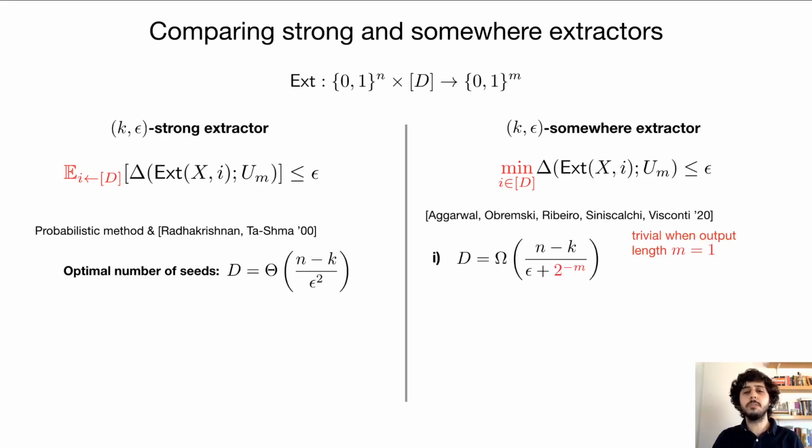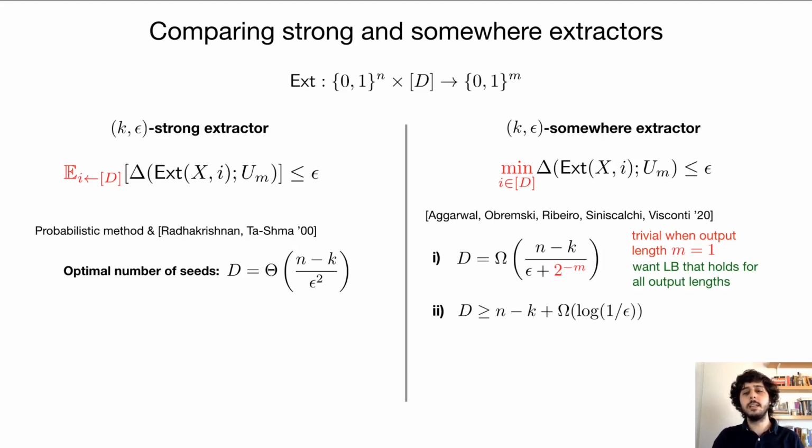We have some lower bounds. For example, we have this lower bound that depends on the output length of the extractor, but it is trivial when the output length is small, in particular when it is just 1 bit. Making a parallel with strong extractors, we would like lower bounds that are independent of the output length. So for the rest of the talk, we'll focus on the case where m equals 1, in other words, the somewhere extractor outputs just 1 bit, because lower bounds in this setting carry over to all output lengths.